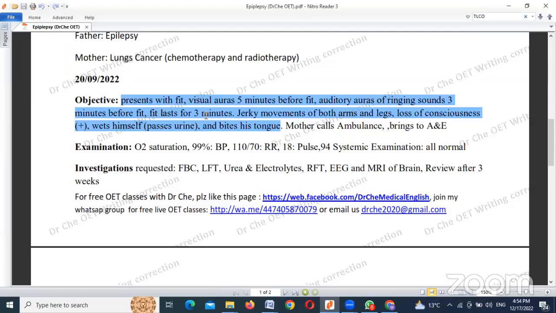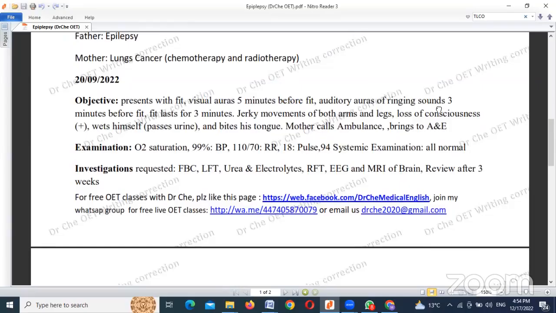Okay, so now the problem is there are a lot of things. There was a fit. There were visual auras before the fit. There were auditory auras of ringing sounds 3 minutes before the fit. The fit itself lasted for 3 minutes. There were jerky movements of both arms and legs. There was loss of consciousness. The patient wets herself, bites her tongue. Mother called the ambulance and brought her to the emergency department. Examination is normal.